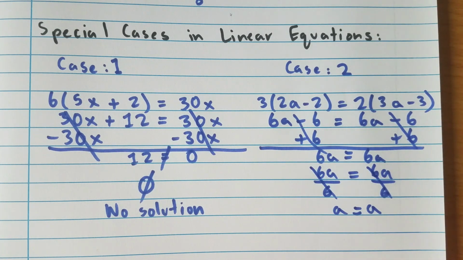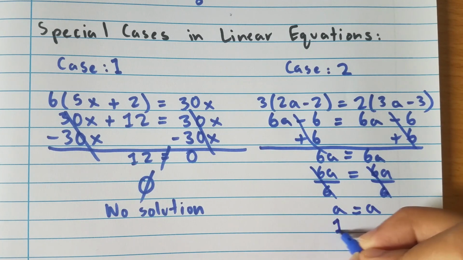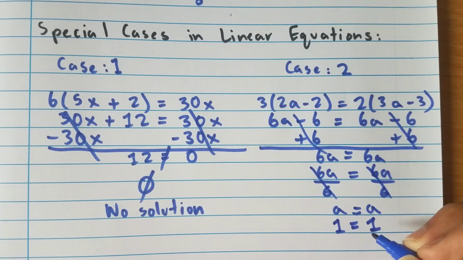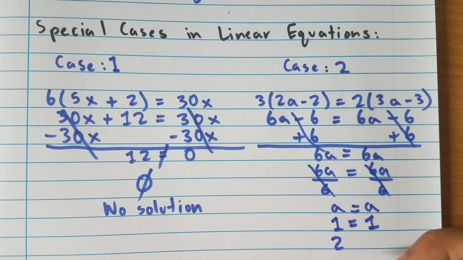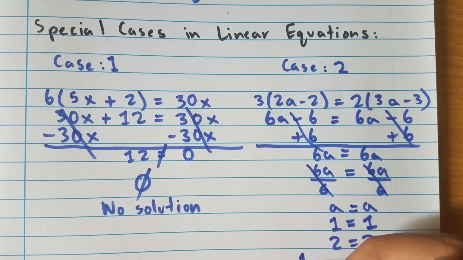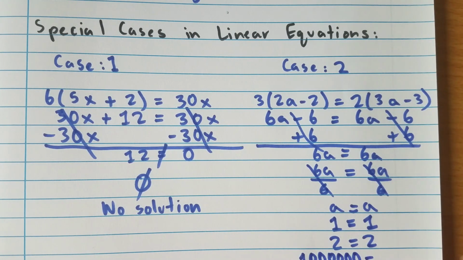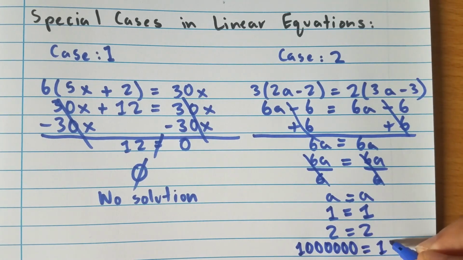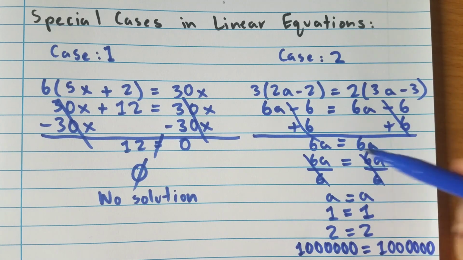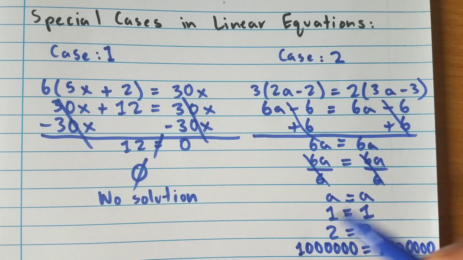Therefore, whatever number you plug in for a, say you plug in 1, you do get 1, because 1 is equal to 1. If you plug in 2 for a, then this a must equal 2 as well. Therefore, 2 equals 2. Say you also plug in 1 billion or 1 million. If you plug in 1 million for a, you also get 1 million on the other side. Therefore, this equation has infinitely many solutions. So whatever number you pick, it's going to be a solution to this equation, since a does equal a.